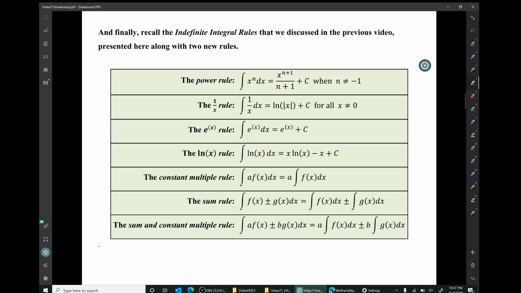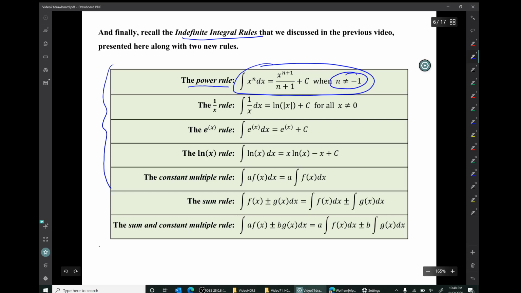And finally, recall the indefinite integral rules that we discussed in the previous video. They're presented here in this table, along with two new rules. The rules that we discussed in the previous video were these 5. The power rule for indefinite integrals is like the power rule for derivatives, going backwards, sort of, except there's one case when the rule does not apply.